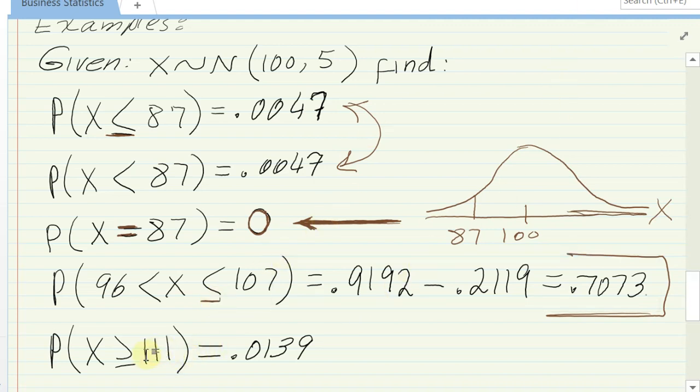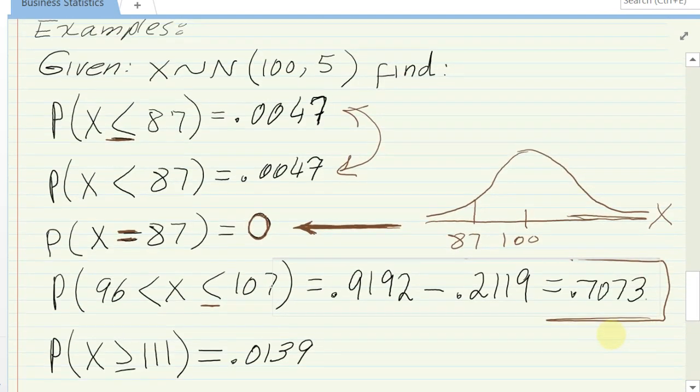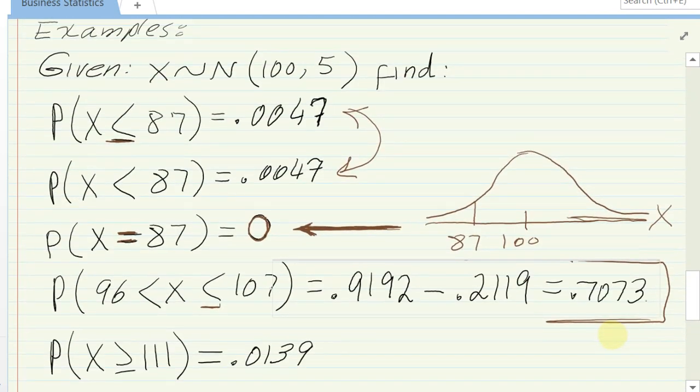And finally, probability of x greater than 111 is 0.0139. Okay, so let me pause here. I'm going to bring up my Megastat, and we're going to do these in Megastat and get these numbers. And again, you have the numbers, so we're going to get these off of Megastat in a moment.